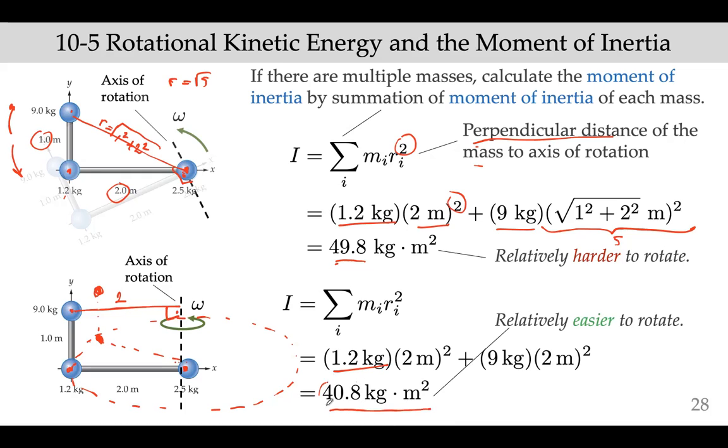Now this one is smaller. We have the same object, but the moment of inertia, the resistance to rotation, depends on around which axis you are rotating it. So this one has a smaller number, which means it is easier to rotate. This one is a little bit harder to rotate in comparison to the other one.